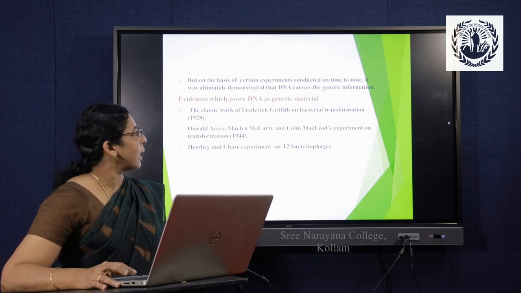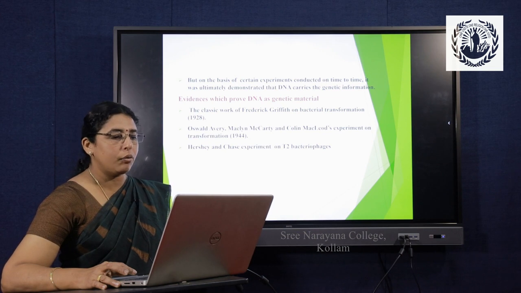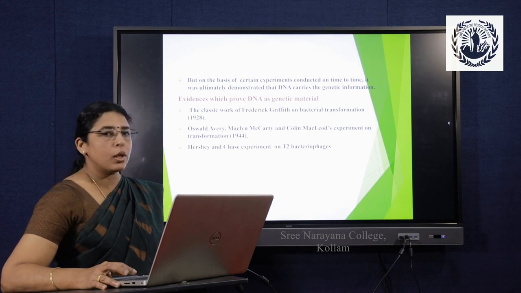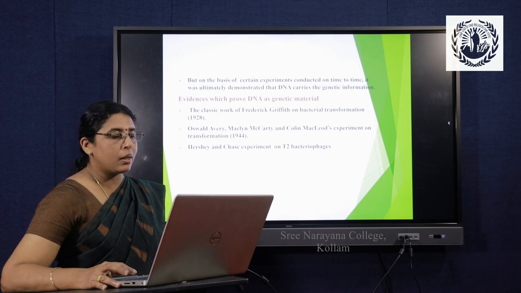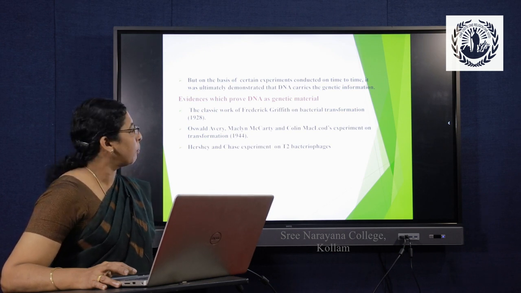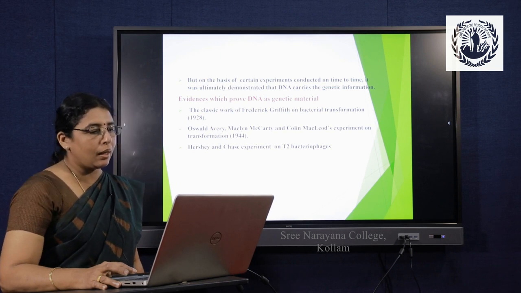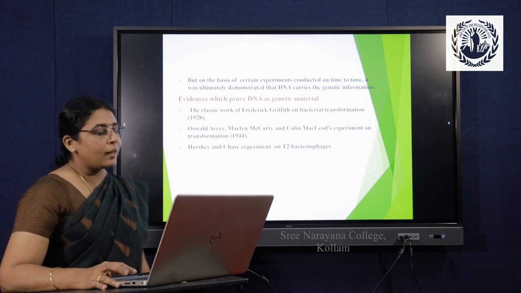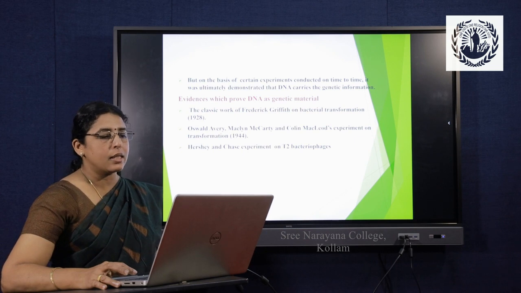The first evidence came from the classic work of Frederick Griffith on bacterial transformation in 1928. After Griffith's experiment, Oswald Avery, Maclyn McCarty and Colin MacLeod's experiments on transformation proved that DNA is the genetic material. And the final experiment is the Hershey and Chase experiment on T2 bacteriophages.